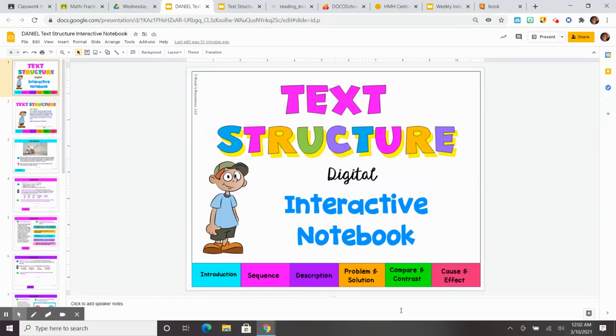Hi everybody. Right now I'm going to go over today's reading lesson. Today you will be completing a digital interactive notebook on text structure.